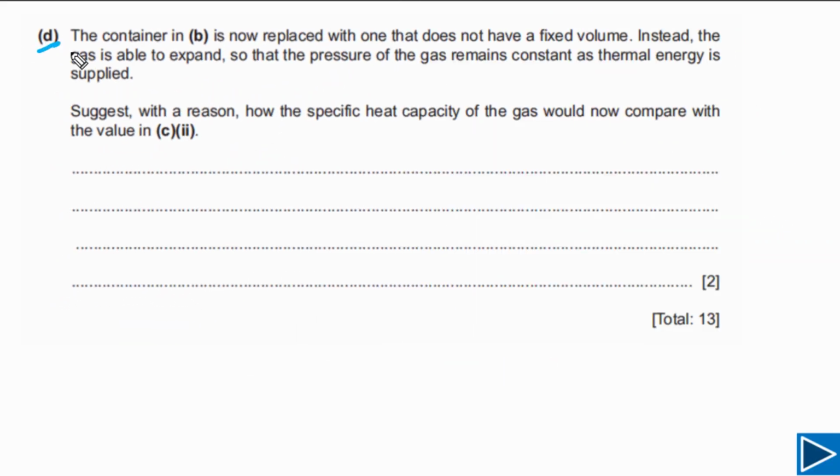For part D, it is given to us that gas is able to expand now because the volume of the new container is not fixed, and we need to suggest with a reason how the specific heat capacity of the gas would compare with the value in C2. For this purpose, let's start from here.